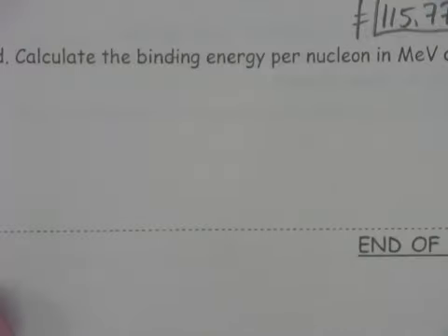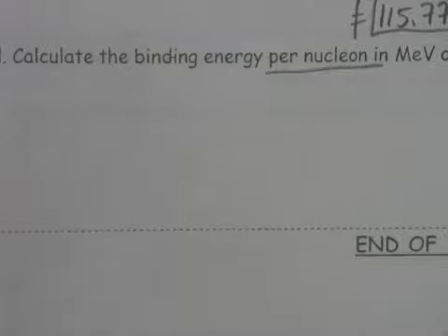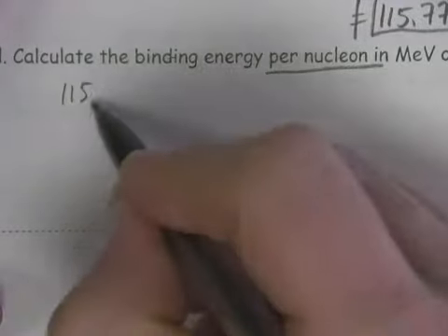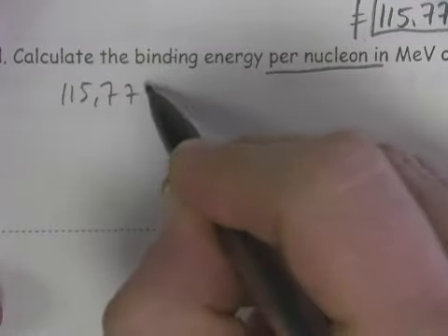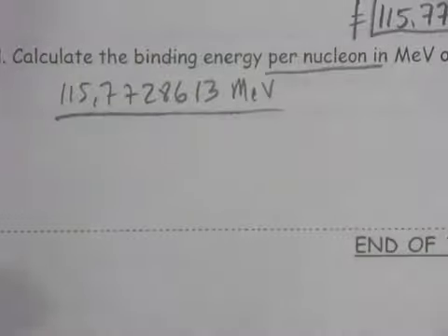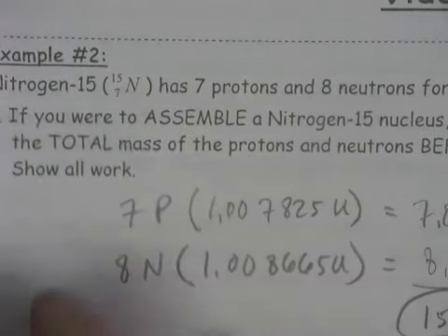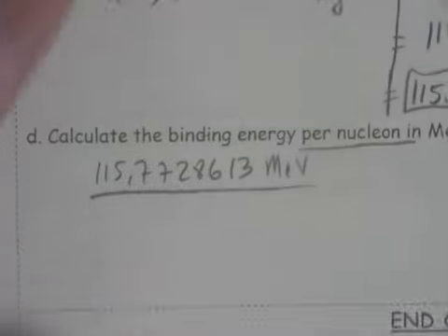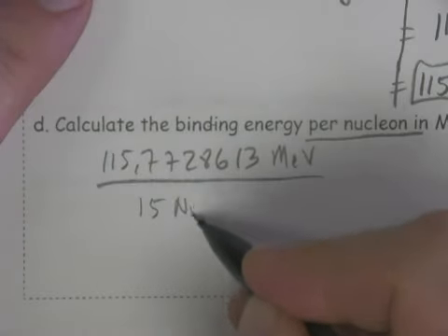All right, and then the last question asks this. It says calculate the binding energy per nucleon. Now that's a little different. So we have to take our answer that we had above, which is 115.7728613 mega electron volts, and we have to divide it by the number of nucleons in nitrogen. So if we go back to the top of the page, the number of nucleons in nitrogen 15 is 15. There it is, right there. That's the number of nucleons. So we'll divide by 15 nucleons.